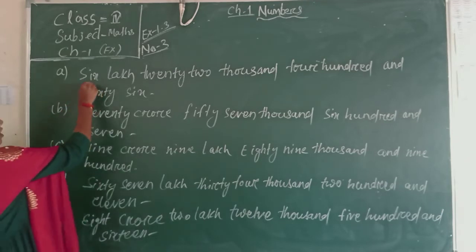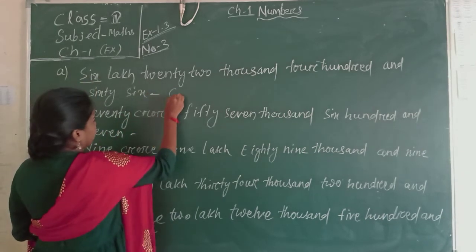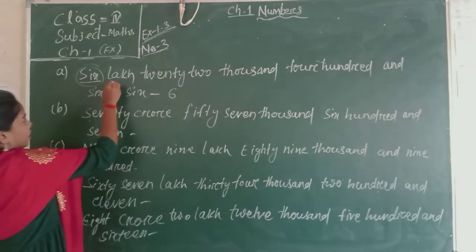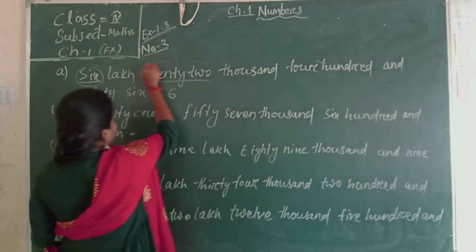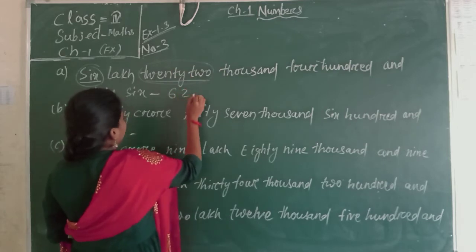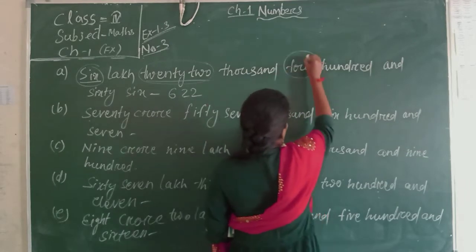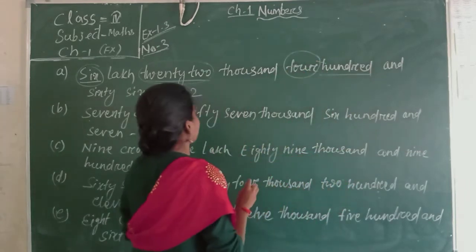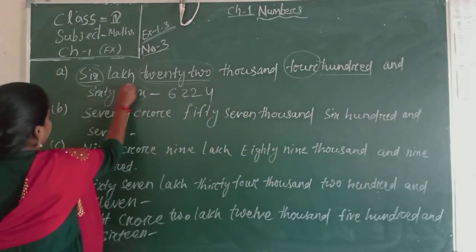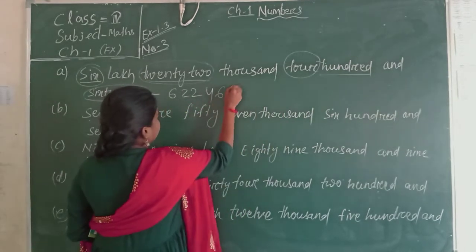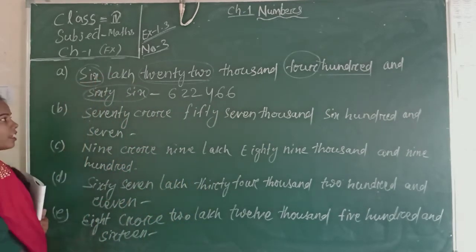Now you have to write the number for this number name. So the first period is your lakh. In the lakh period there is 6. So write here 6. Okay. Next 22, this is your thousand period. So next write down 22. Next number is 4 and the period is hundred. Right here 4 and the last one is 66. Okay. So this is the numeral for this number name.